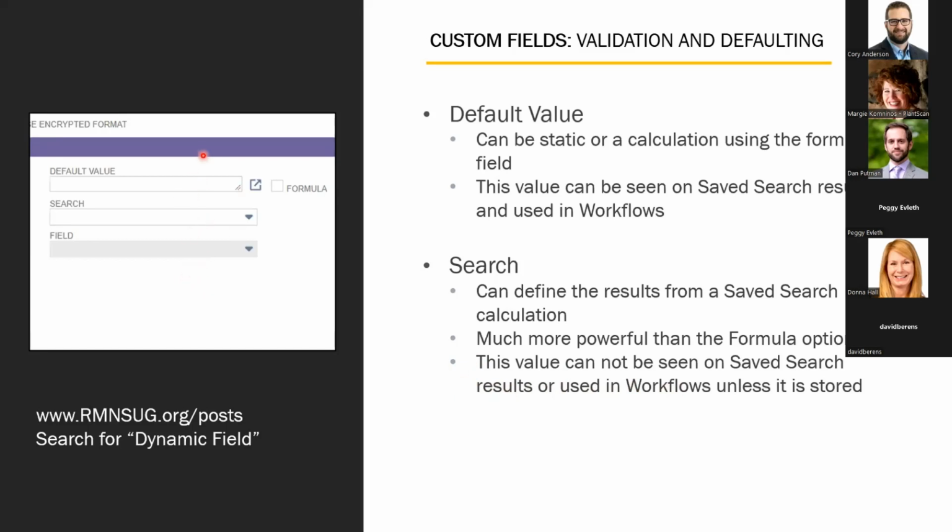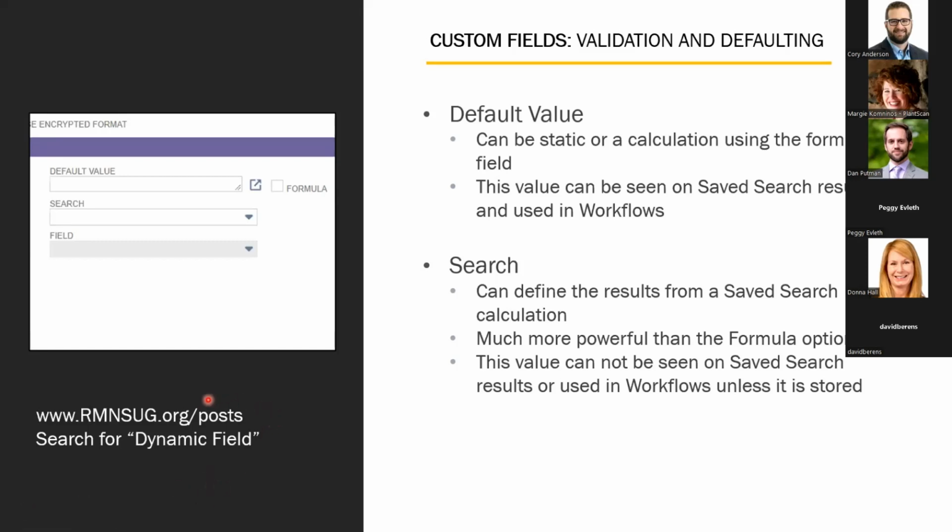And I don't have a picture of the stored option, but up above this area, on the custom item form, there's a little Store Value checkbox, and that'll determine whether the value is only calculated and only visible when you're looking at the field on a record, or if it's a stored value, you can look at it in Saved Searches and things like that and use it for calculations.